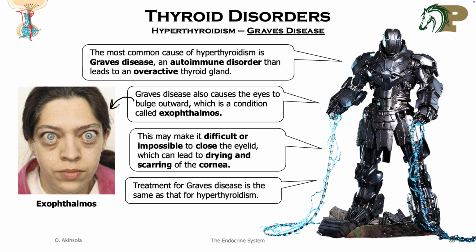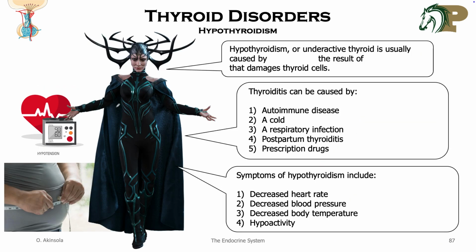Treatment for Graves' disease is the same as that for hyperthyroidism. So medications and surgery. Hypothyroidism, on the other hand, is an underactive thyroid, usually caused by thyroiditis, which is inflammation of the thyroid gland. And thyroiditis also can be caused by an autoimmune disease, namely Hashimoto's thyroiditis.